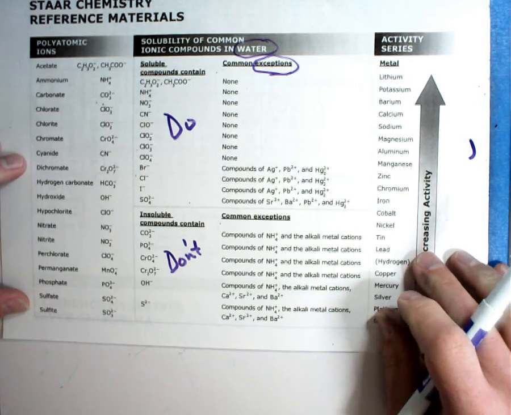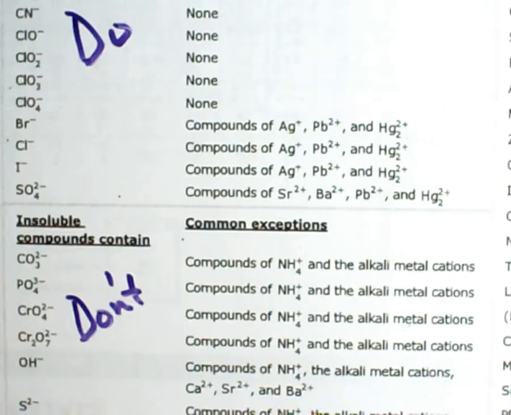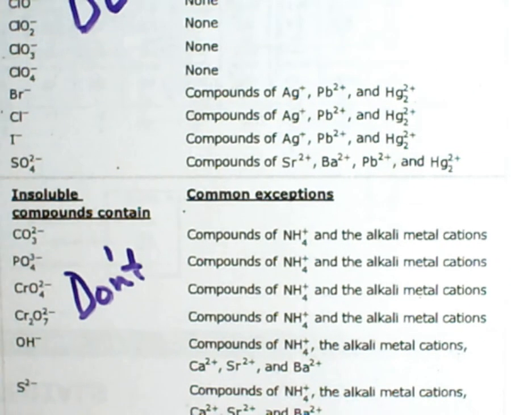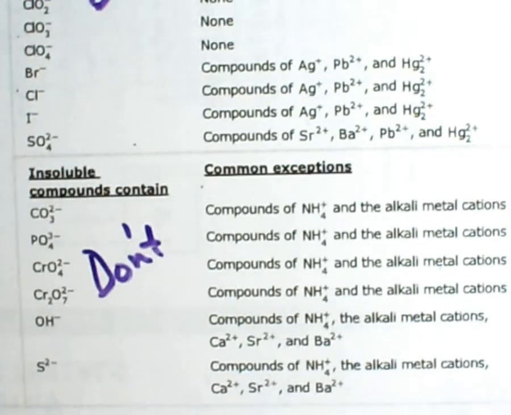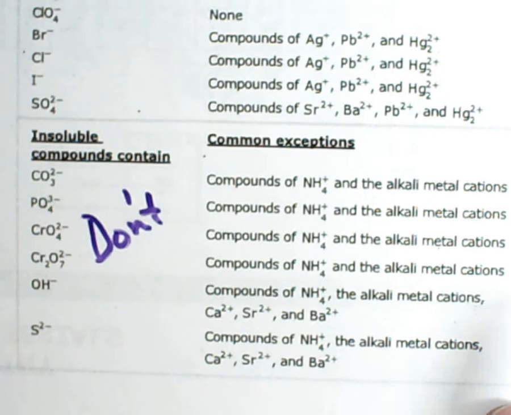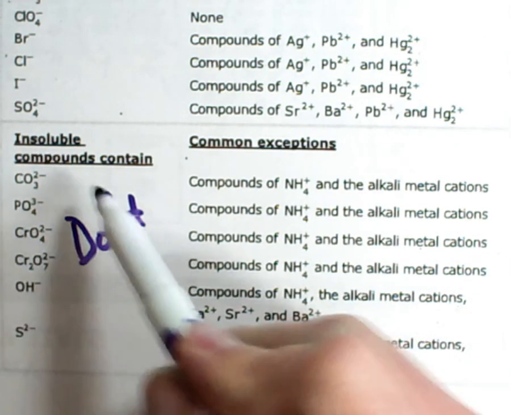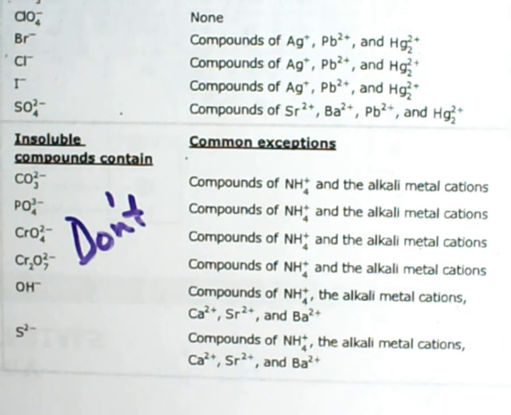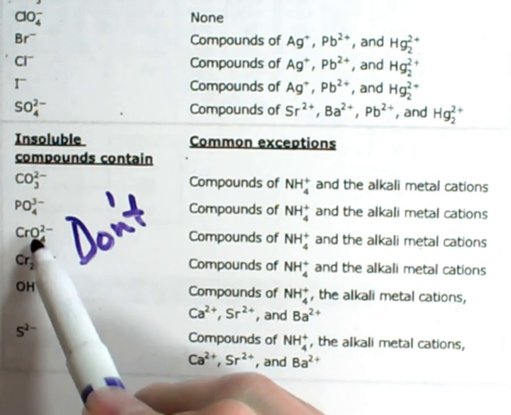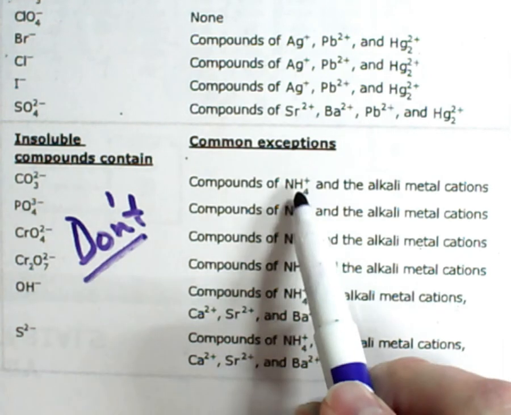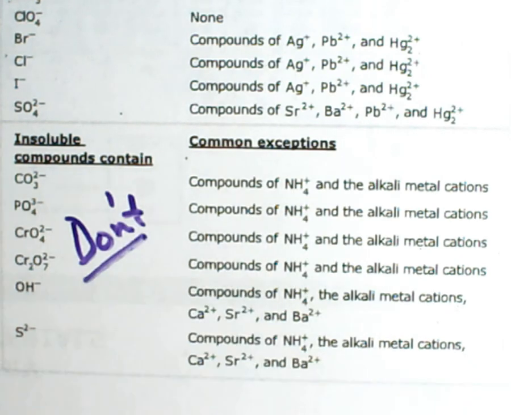Now, let's look at the part down here of don'ts, and I'm going to zoom in on this one also. Oops, let me back up just a little bit. Okay, here's how the don'ts work. All of these don't dissolve in water. Carbonates don't dissolve in water. Phosphates, dichromates, chromates, hydroxide, sulfides, they don't dissolve in water, except ammonium carbonate does.